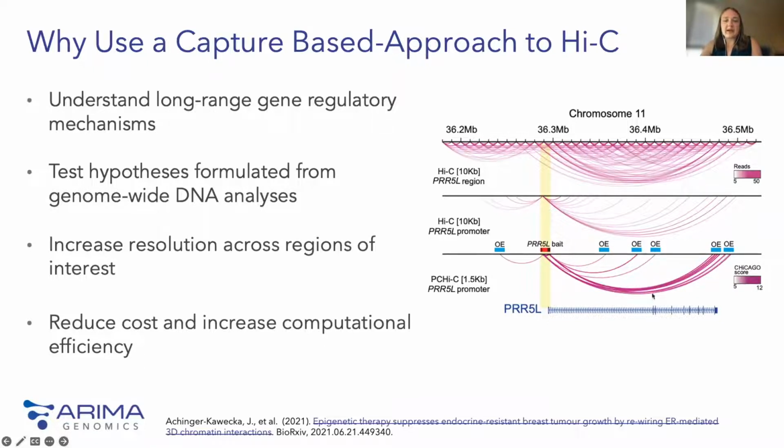But by using a capture panel to enrich for promoter regions, including the promoter of this gene, we are able to effectively increase our sequence coverage of that region that we care about, the promoter region, as we can see in the bottom panel here, making it much easier to detect the significant interactions between the promoter and different enhancer elements at a much higher resolution and with far less total sequencing.